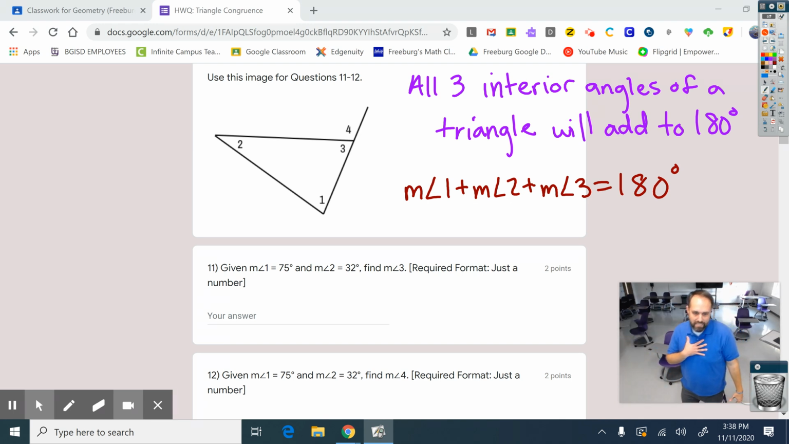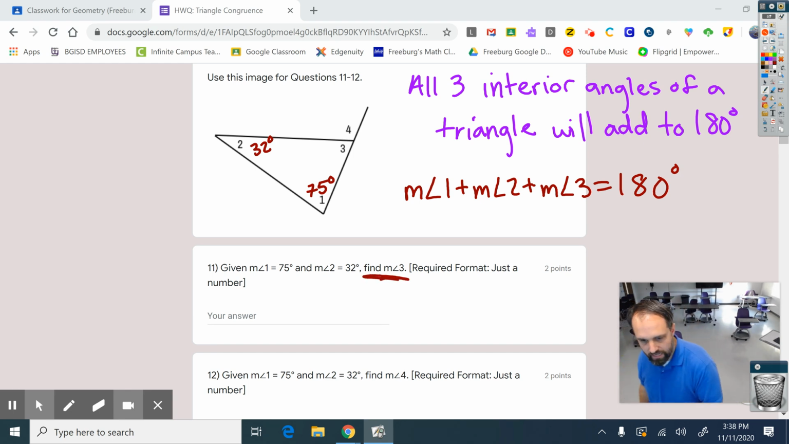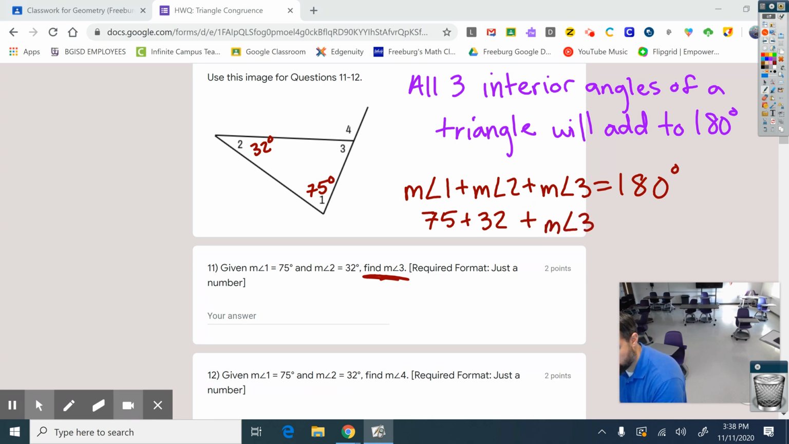So why is that important? Let's go ahead and try number 11. So we're going to give you that this is 75 degrees. Now, measure of angle 2 is 32 degrees. And I want you to go find the measure of angle 3. So plugging into our formula, we see that this is 75 degrees plus 32 degrees plus something. Let's just keep calling it measure of angle 3 equals 180.